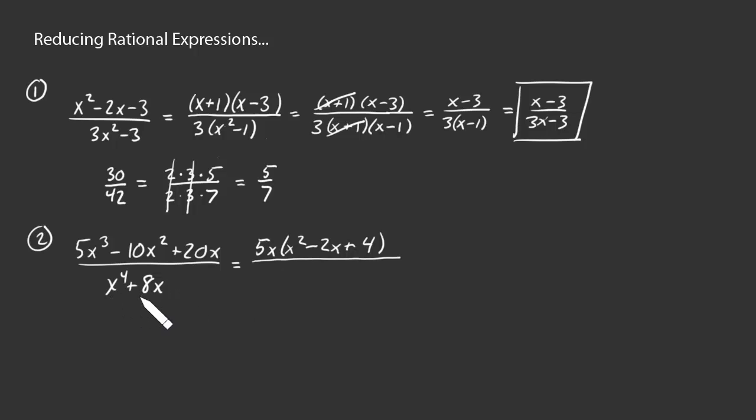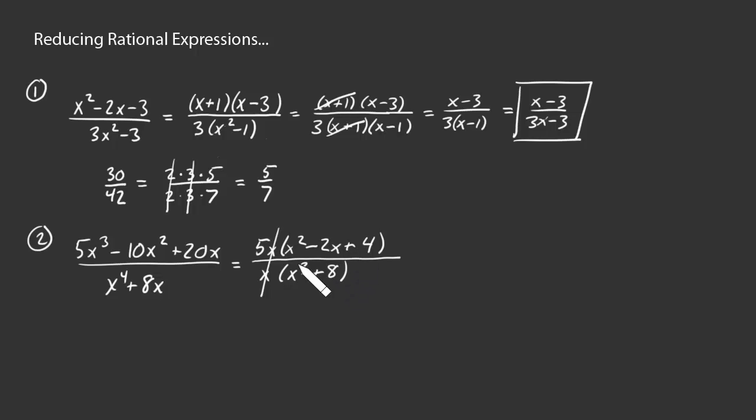On the bottom, here again, we can pull out a common x. That's x times x cubed, right? That product gives us the x to the 4th, plus 8. That product, again, giving us 8x. Okay? So it's very clear, even at this stage, that we have an x over an x. Those two are going to cancel. What's unclear is, can we do anything with this?